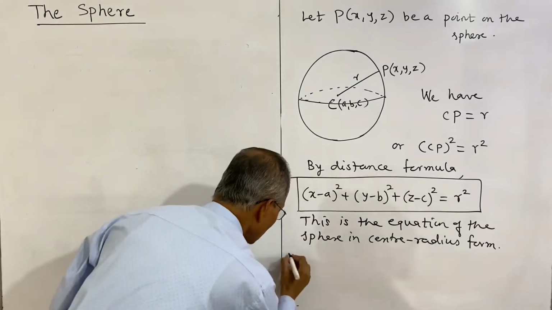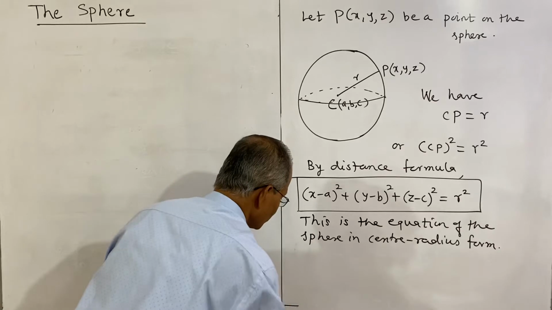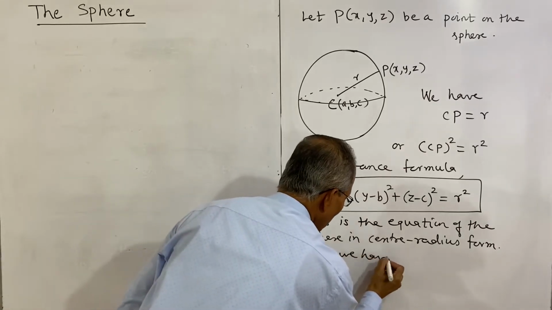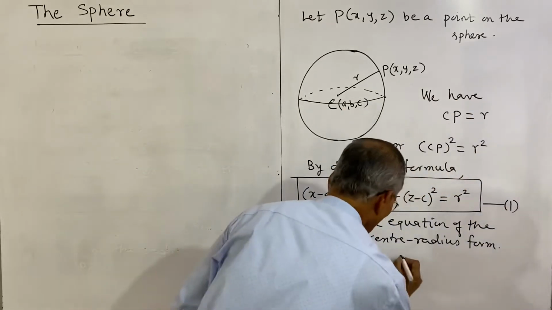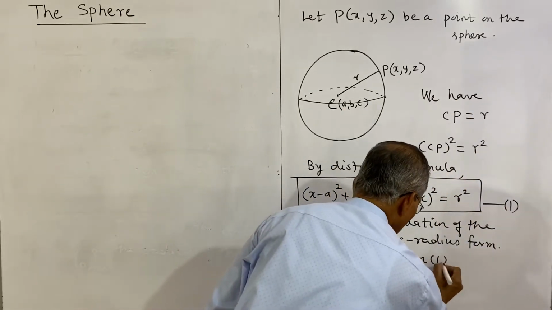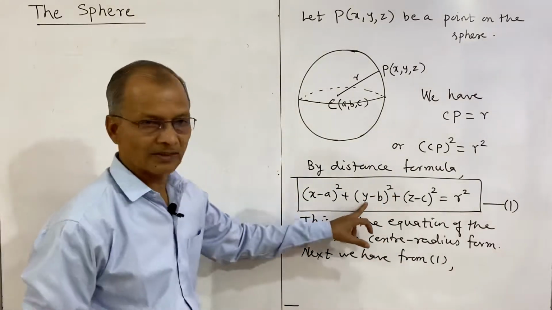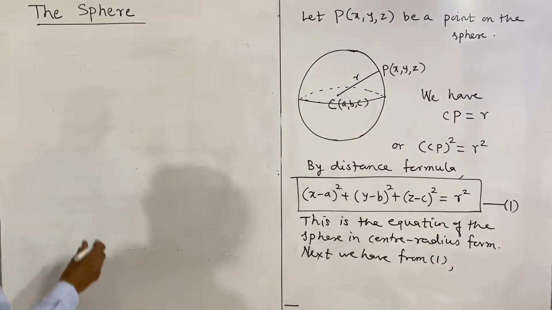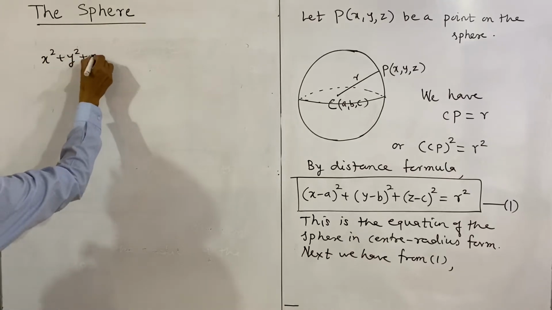so that is further we have, or next, we have from this equation, suppose this as 1, we have from 1, expanding that. I shall expand this and I shall write the square term of x, square term of y and square term of z first. That will be x square plus y square plus z square.